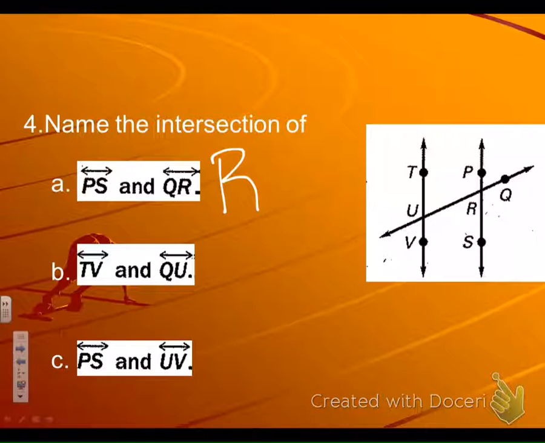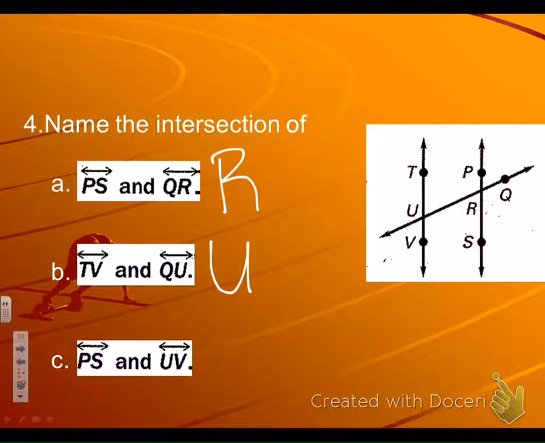So then I erase those lines. For part B, I'm focusing on lines TV and QU, which means I can ignore that line PS over there. TV, QU intersect at point U. Wonderful. Again, I'll erase those little markings.